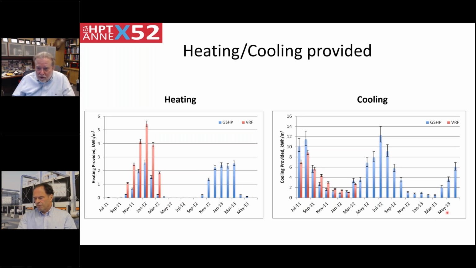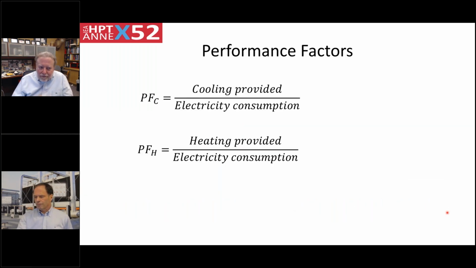So to look at system performance and not just what the building loads are, we defined something, well, we didn't invent this. This terminology has been used going back to the 1940s, if you can believe that. Performance factors. So we have cooling performance factors, which are the cooling provided divided by the electricity consumption, and the heating performance factor, which is heating provided divided by the electricity consumption.